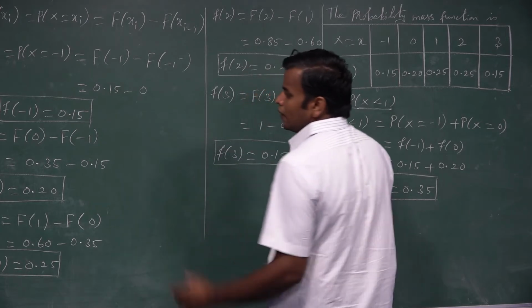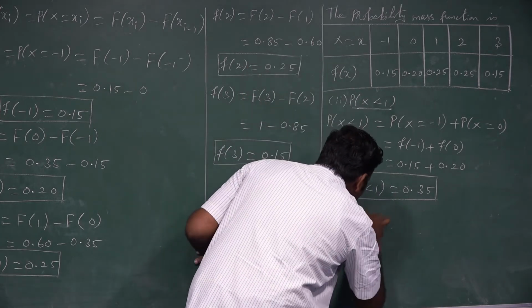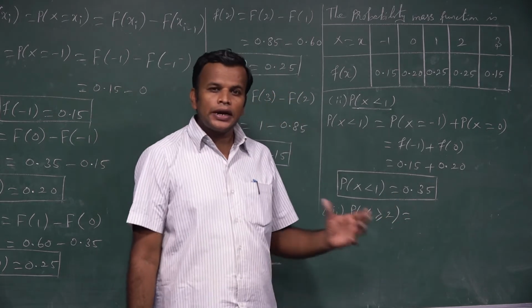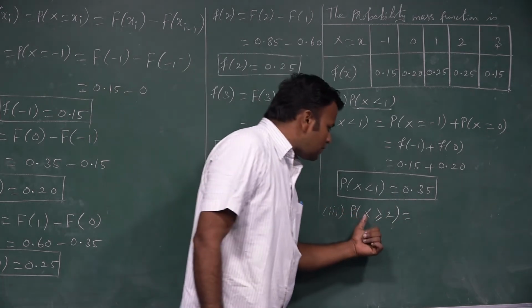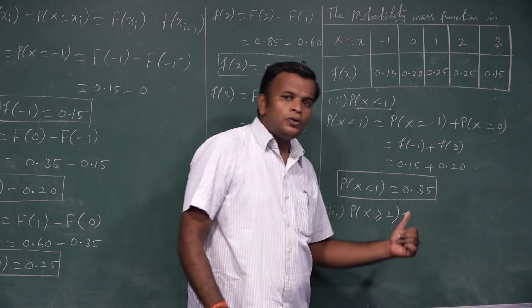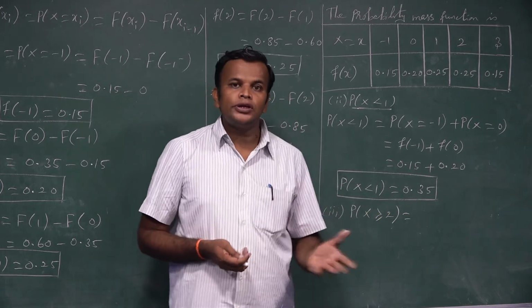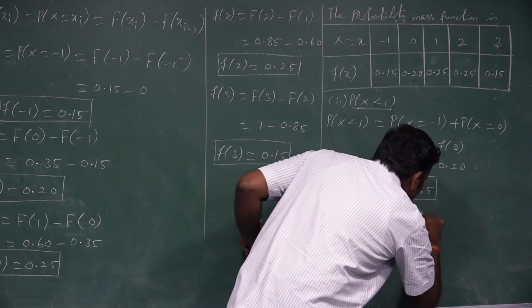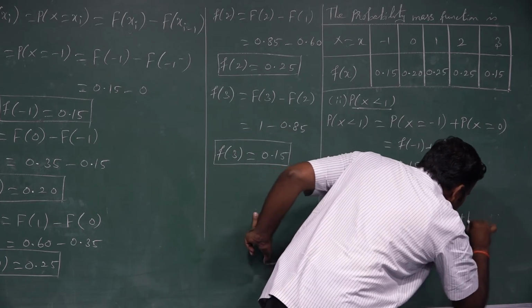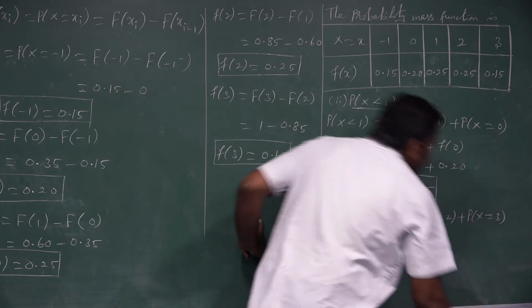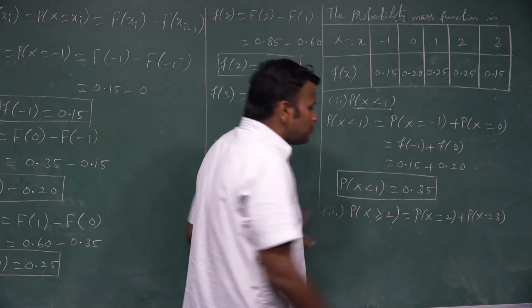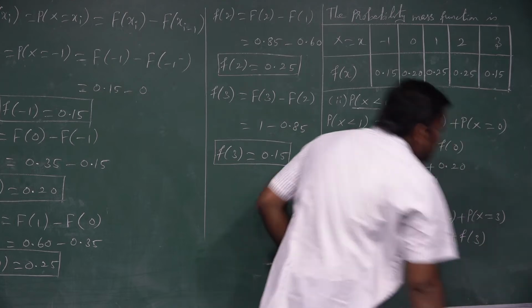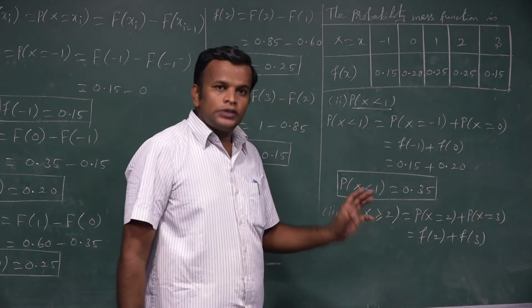Now we find the third one. What is the third one? P of x is greater than or equal to 2. That means the value of x may be 2 or more than 2. More than 2 means the maximum value is 3. So that value is P of x is equal to 2 plus P of x is equal to 3. P of x is equal to 2 is f of 2, plus P of x is equal to 3 is nothing but f of 3.